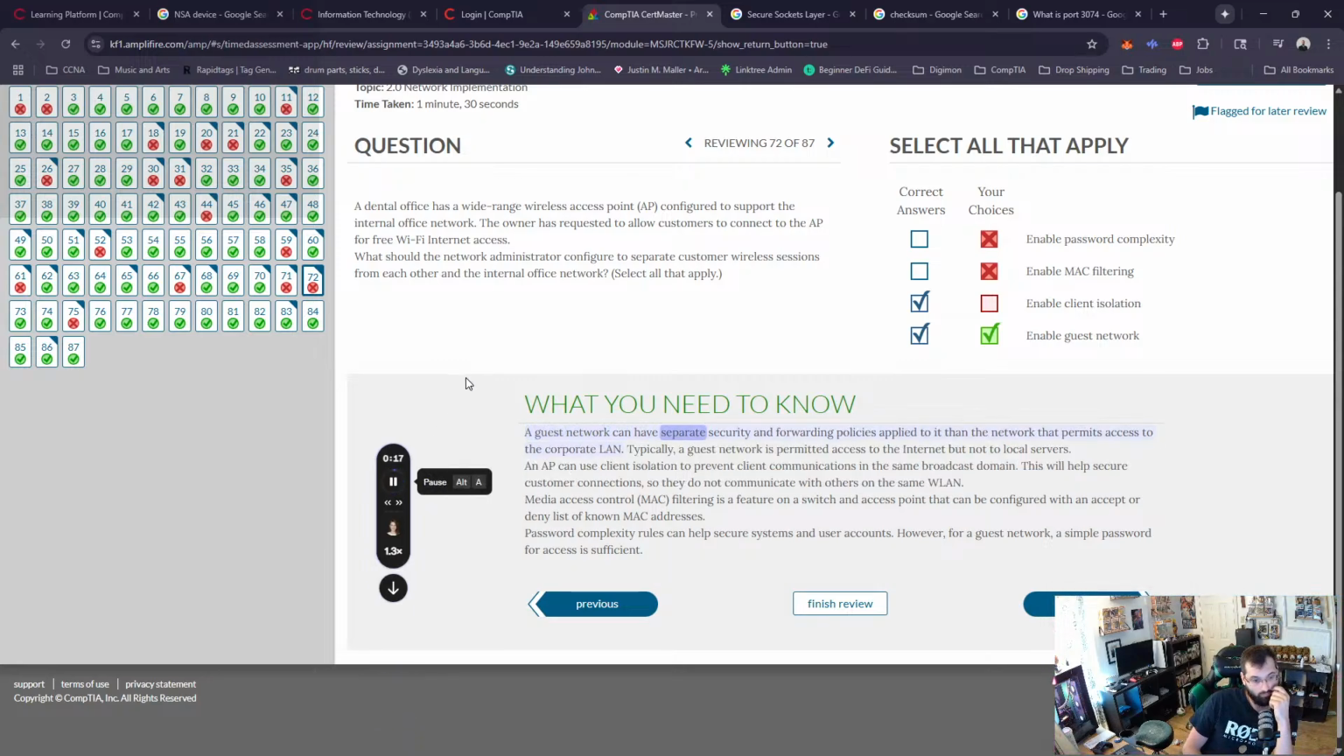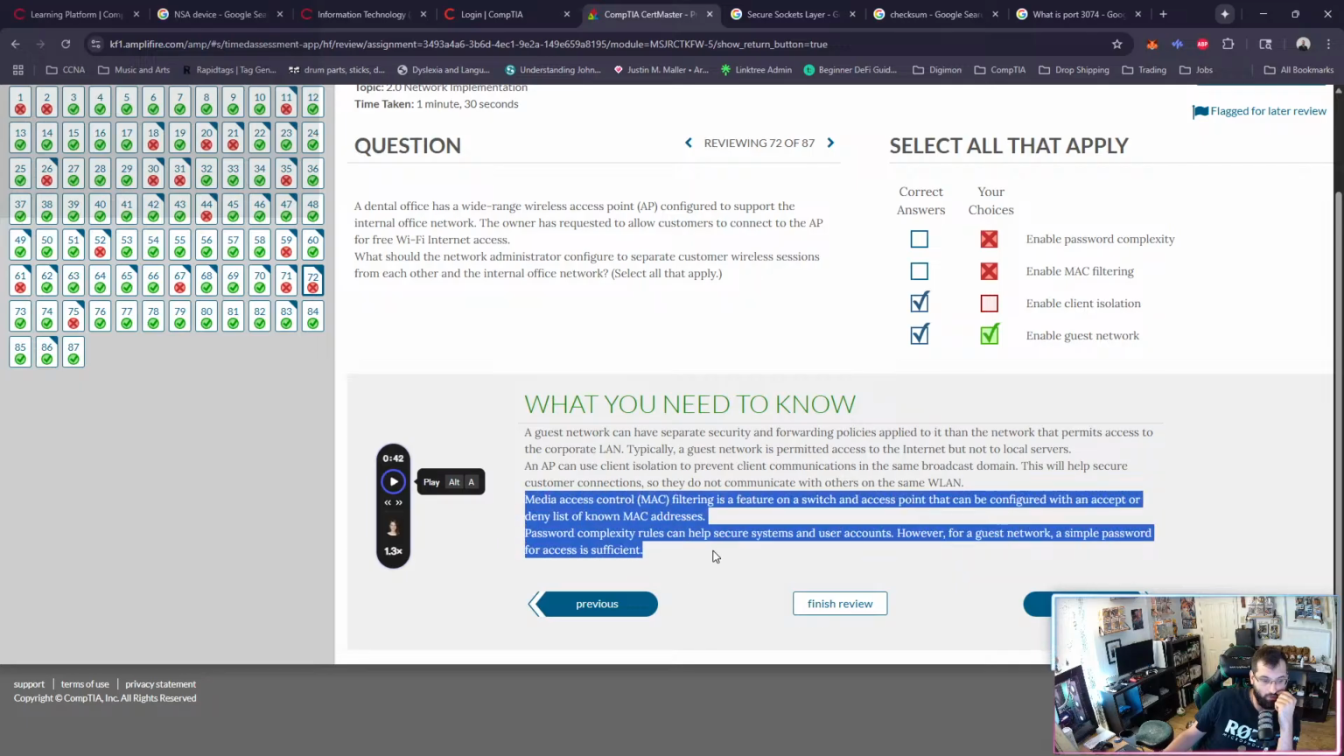A guest network can have separate security and forwarding policies applied to it than the network that permits access to the corporate LAN. Typically, a guest network is permitted access to the internet but not to local servers. An AP can use client isolation to prevent client communications in the same broadcast domain. This will help secure customer connections so they do not communicate with others on the same WLAN. That makes a little bit more sense.